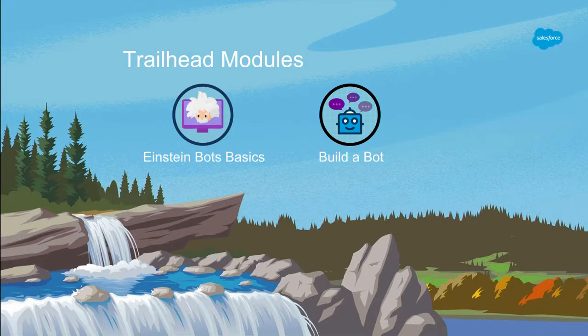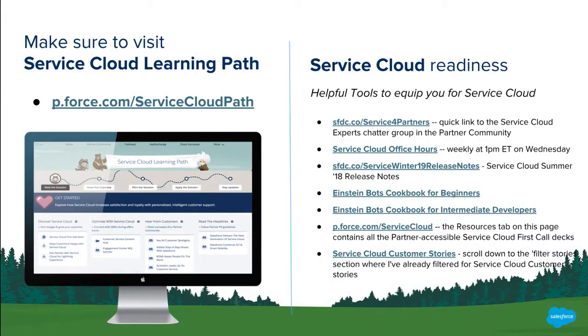From an Einstein Bot perspective, there are 2 trails out there, or 2 modules out there, Einstein Bot Basics and Build a Bot, which are really good assets. And there's other great assets available to you on the Service Cloud Learning Path. So again, the Service Cloud Learning Path is on the left-hand side. That's what it looks like. It has a lot of information about Service Cloud, but also bots. On the right-hand side here, I've included some of the links for some of the bot-specific things like the Einstein Bot Cookbook. We have one for beginners and one for intermediate developers.